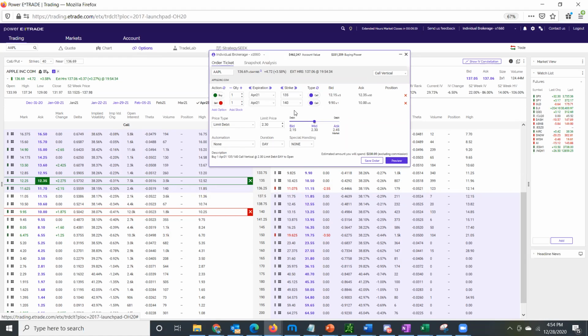What is your maximum profit on this one? 5 minus you paid the debit. So 230. So 5 minus 230. What is the profit? 270. Your maximum profit is capped here. That means you cannot go more than 270 profit on this trade.